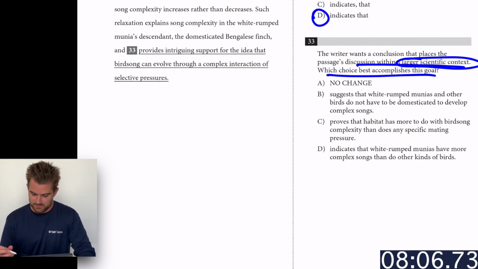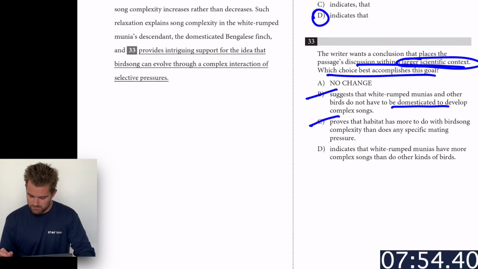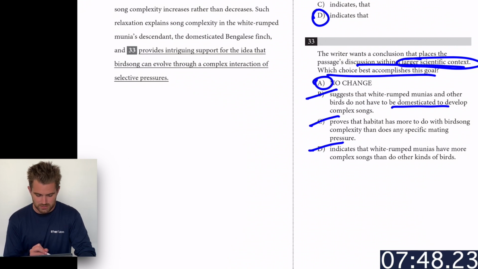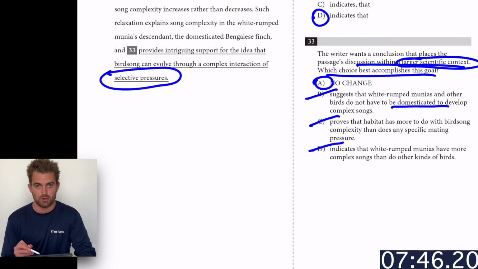That's something that's scientific. Suggests that white-rumped munias and other birds do not have to be domesticated to develop complex songs. No. Proves that habitat has more to do with bird song complexity than does any specific mating pressure. No. Indicates that white-rumped munias have more complex songs than that. No. It's got to be A. Bird song through complex interaction of selective pressures. Yeah, because they talked about pressures the whole time.